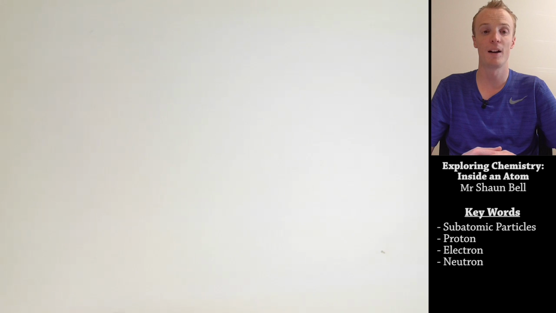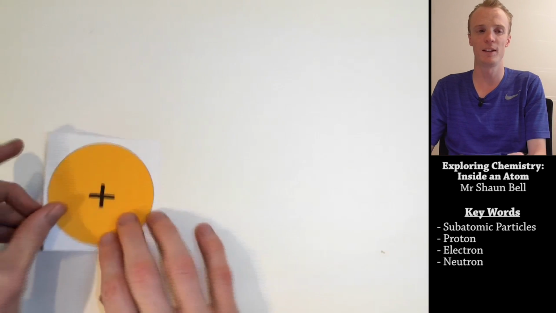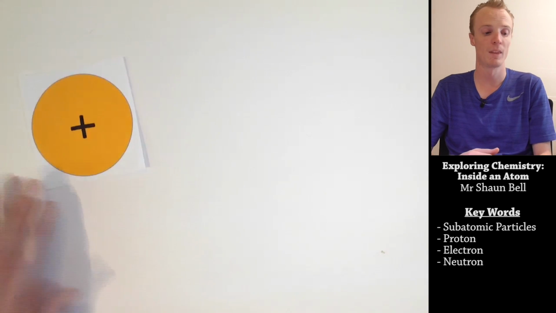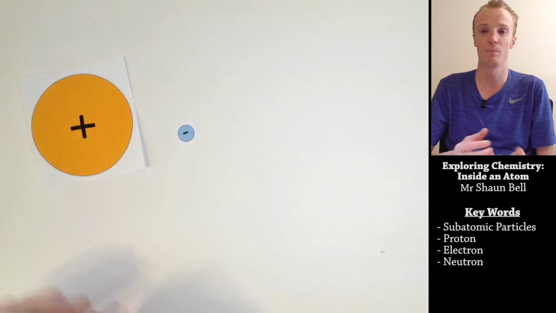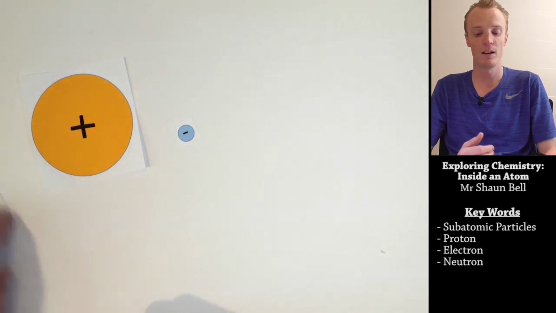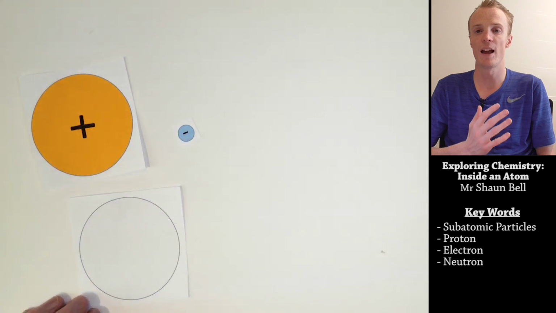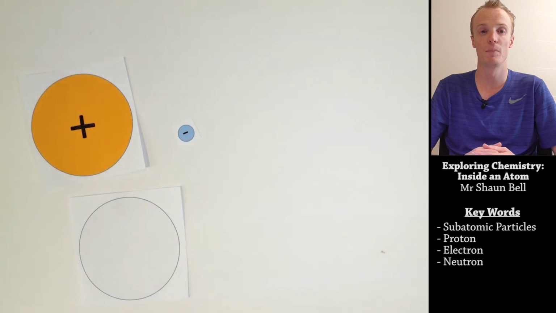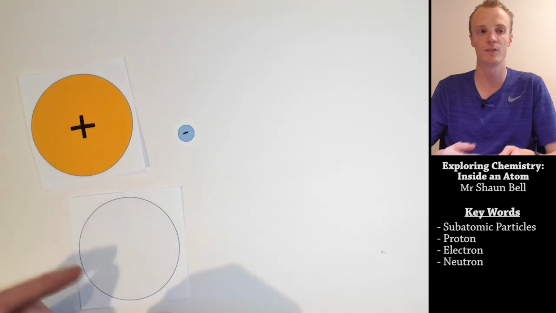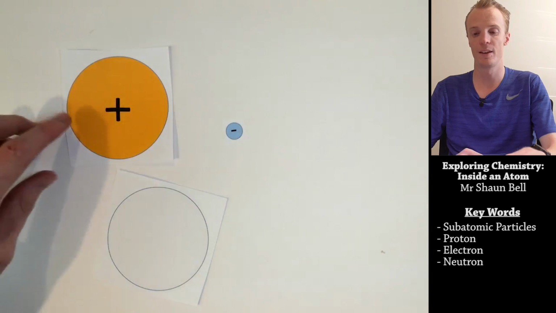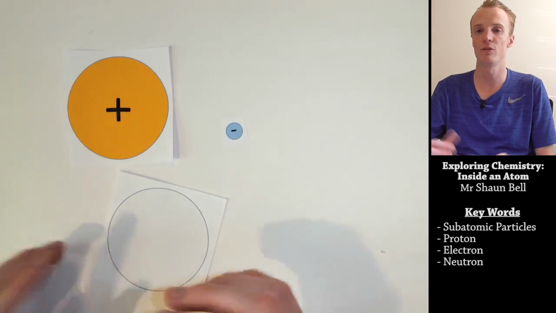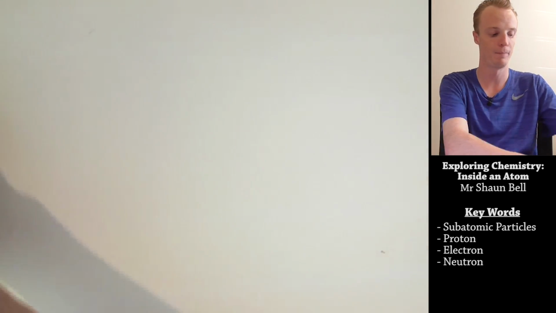These subatomic particles include positively charged protons, negatively charged electrons, which are much smaller than protons, and then neutrons, which actually don't have any charge associated with them at all. Different atoms contain different amounts of each of these subatomic particles. So let's take a look at where these protons, electrons, and neutrons can be found inside of an atom.